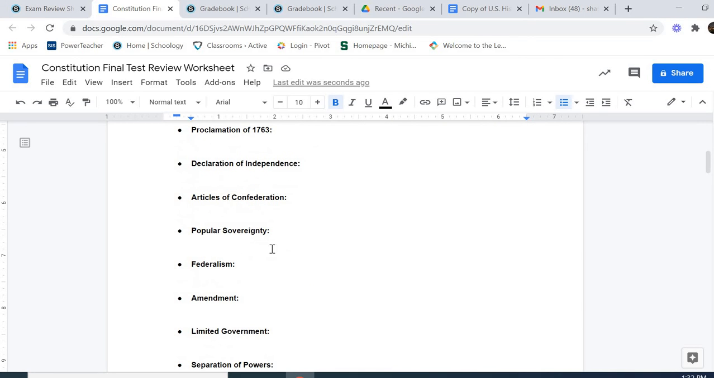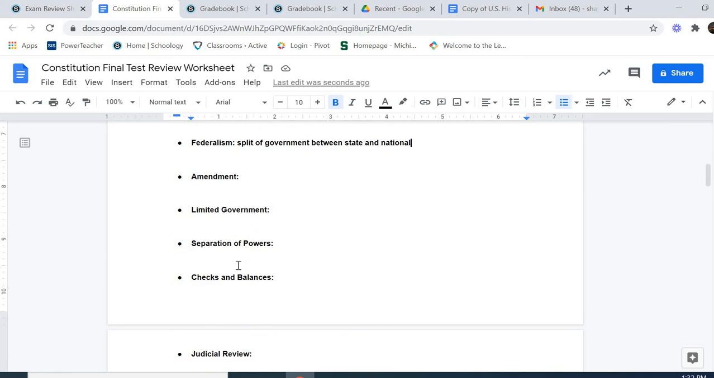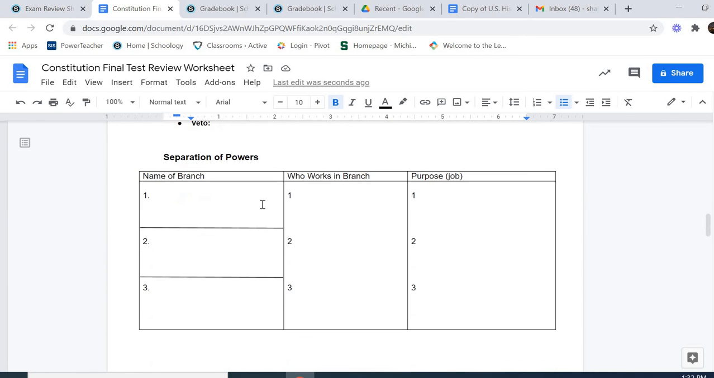Further down, you get into more vocabulary. A quick sentence. So, federalism is essentially the split of government between state and national, so having both a state and a national government. And so those are all there.